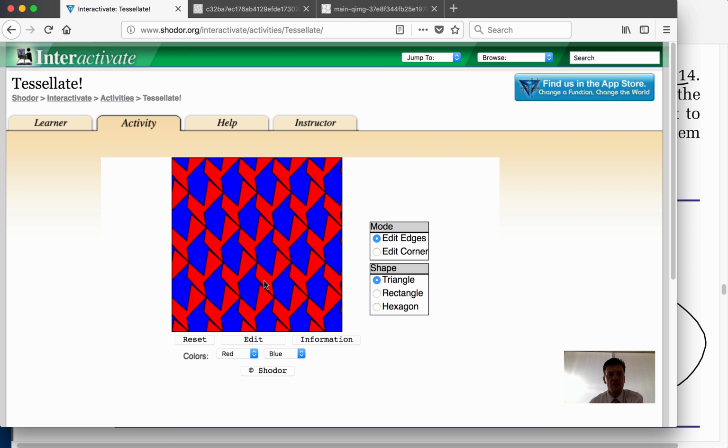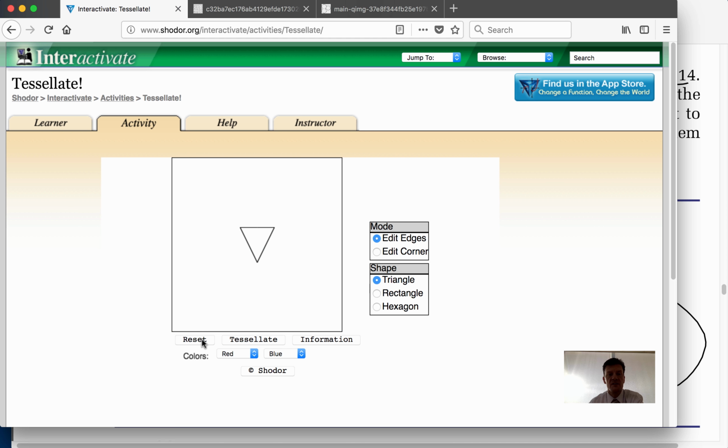tessellate it for me. Now what it's done is it's taken the shape that I had here and it's squeezed in a different shape. So you're actually using 2 different shapes in order to tessellate. So you're tessellating with 2 different shapes here, using those 2 different shapes in order to kind of fill up the pattern. Okay?